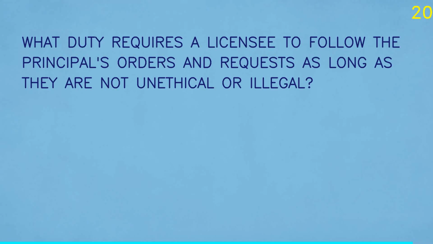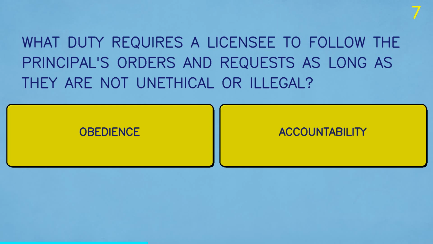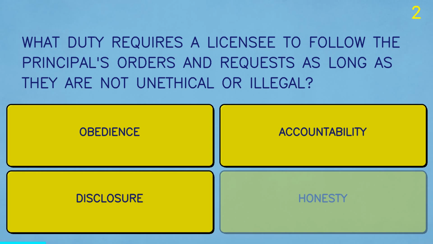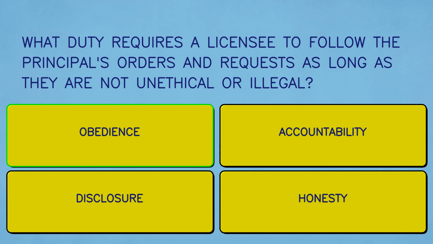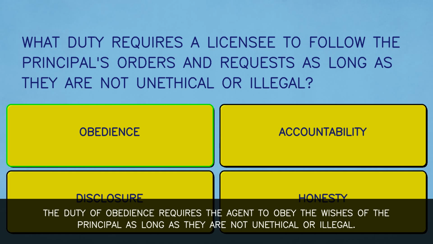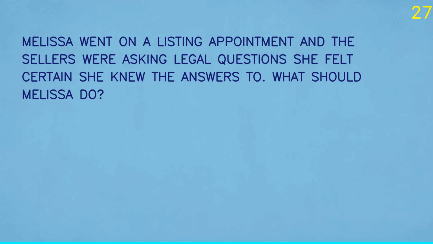Question 2. What duty requires a licensee to follow the principal's orders and requests as long as they are not unethical or illegal? A. Obedience, B. Accountability, C. Disclosure, D. Honesty. The correct answer is obedience. The duty of obedience requires the agent to obey the wishes of the principal as long as they are not unethical or illegal.